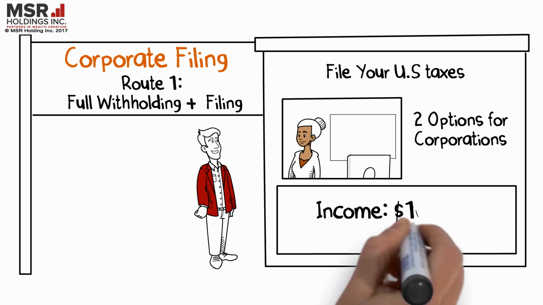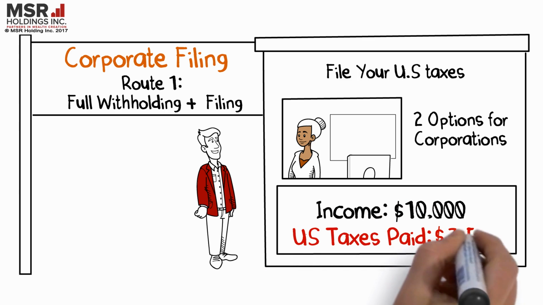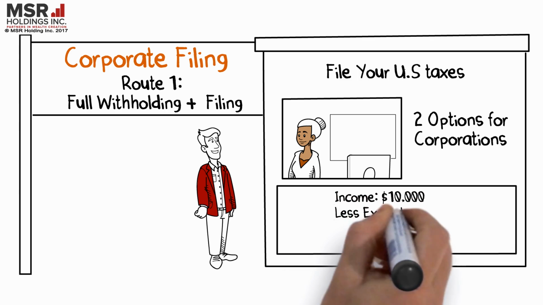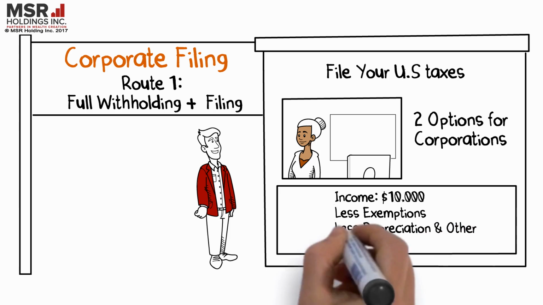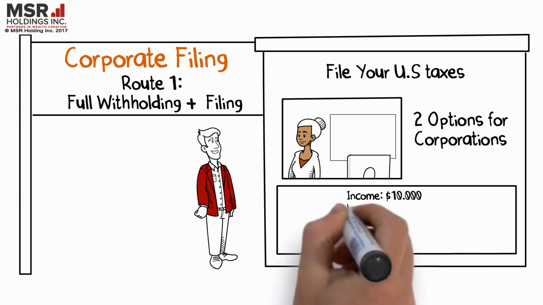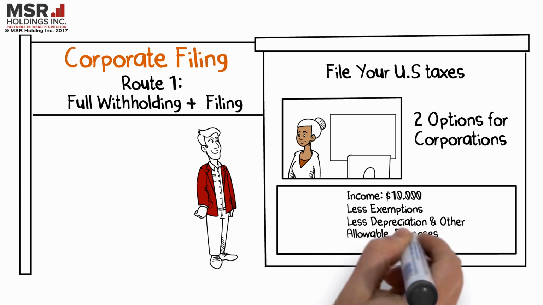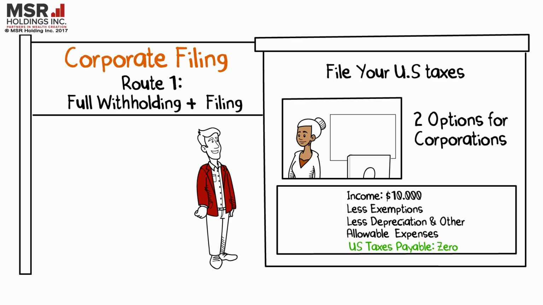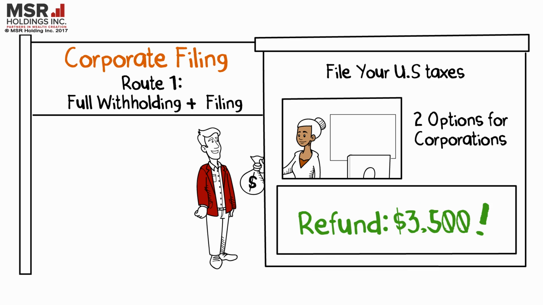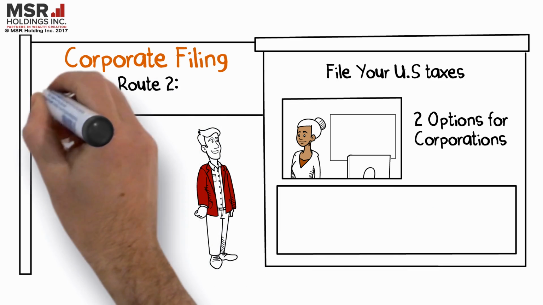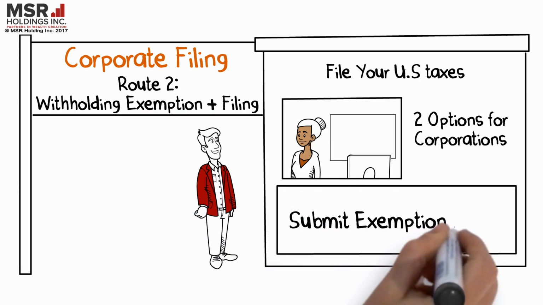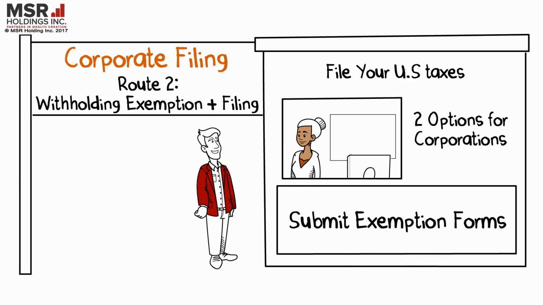In this scenario, if your income is $10,000, funds withheld would be $3,500. When you file your U.S. corporate taxes at year-end, you will claim various exemptions, depreciation, and other allowable expenses against your investment income. As a result, on our $10,000 investment income example, you will typically reduce your taxes owing to 0. Once your tax return has been assessed by the IRS, you should expect a full refund of your withholding tax. However, like the individual investor, you can file for a withholding exemption for your corporation, which requires completing the correct paperwork and procedures to file for a withholding exemption.